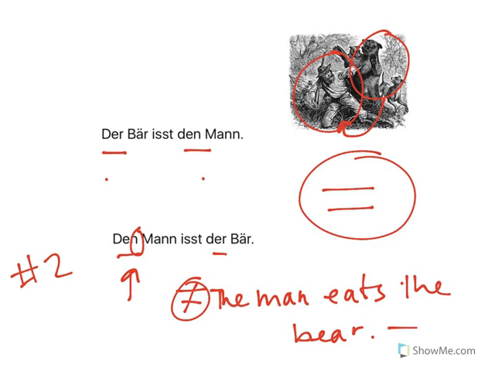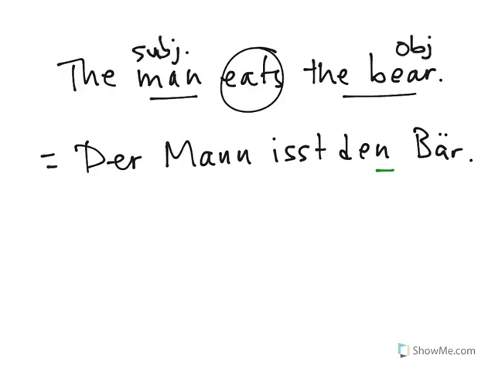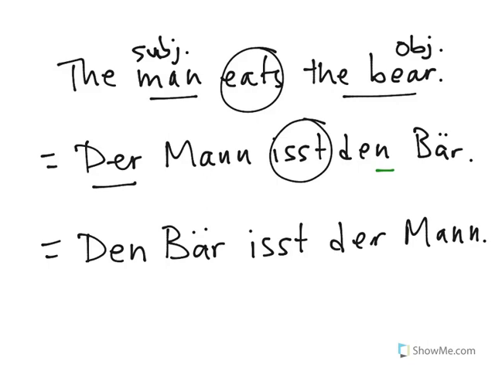How would you say that if you wanted to say the man eats the bear? If you want to say the man eats the bear, your verb is eats, man is the subject doing the action, and bear is now the object receiving that action. So it would be der Mann isst den Bär. Remember that this can revolve around the verb and we can change the word order without changing the meaning. This second sentence still means the man eats the bear.